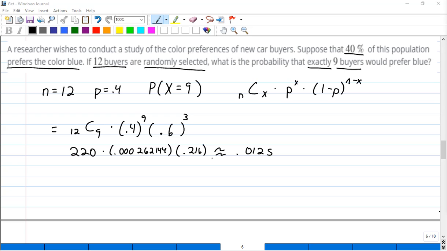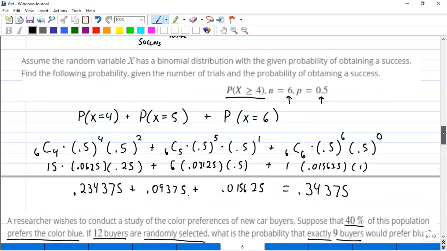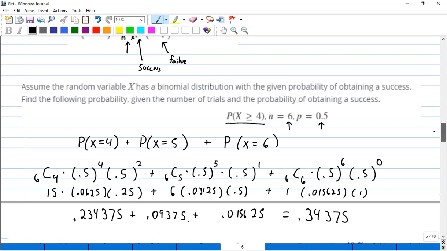Okay, so that would be one way. The other way would be to use the complement. So, for example, on this previous problem that I worked, right here, where I found the probability of x being greater than or equal to 4.